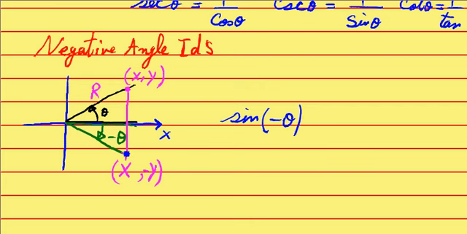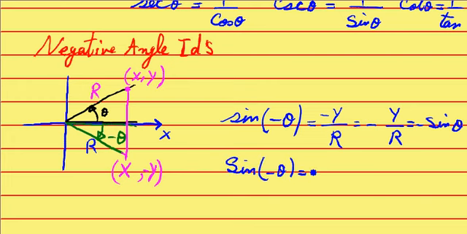Sine is a ratio of the y coordinate over the distance from the origin. Y coordinate is minus y, and this distance is same as distance up there. It's just, now who was y over r? Let's write it like this. Y over r, this is y divided by r, that's sine of theta. So that's just minus sine of theta. To write it clearly, sine of minus theta is minus sine of theta.